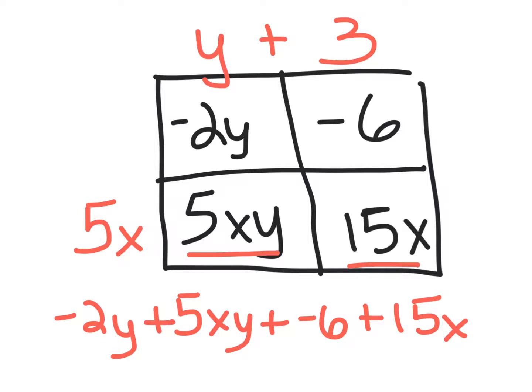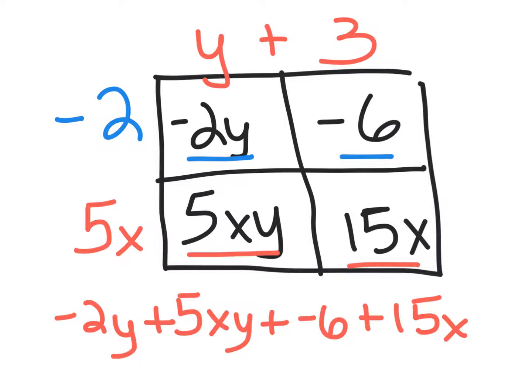But because both of the top terms, the negative 2 and the negative 6, are negative, our term has to be negative. So how are we going to get this? Well, negative what times 3 gives me 6? It's going to be a 2. So negative 2 times y gives me negative 2y. Negative 2 times 3 gives me negative 6. 5x times y gives me 5xy, and 5x times 3 gives me 15x.